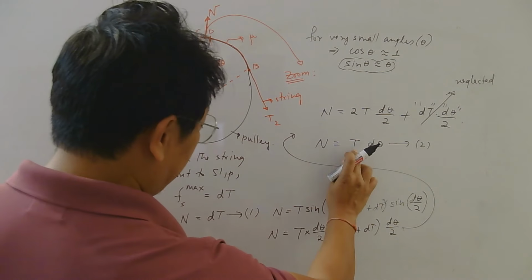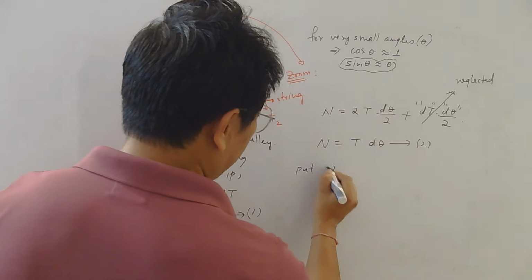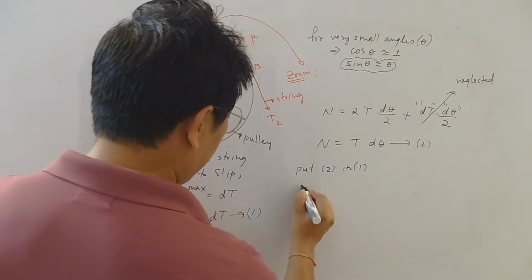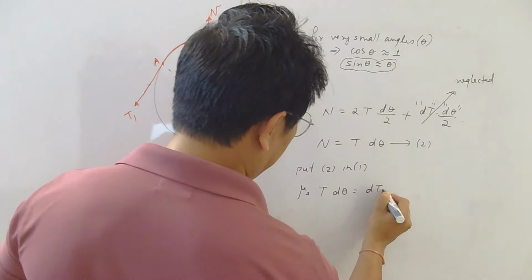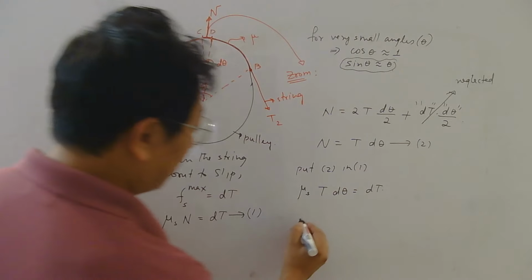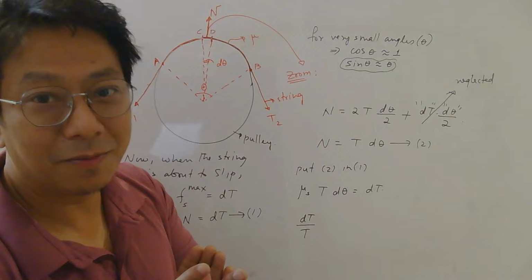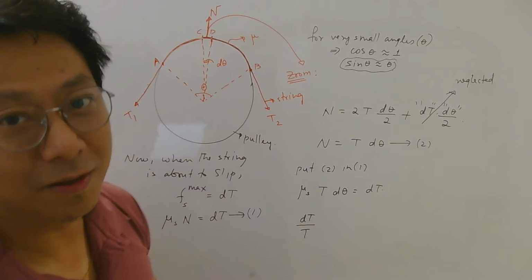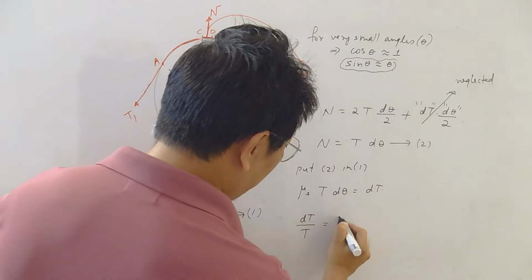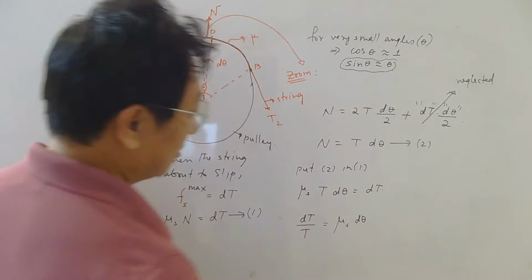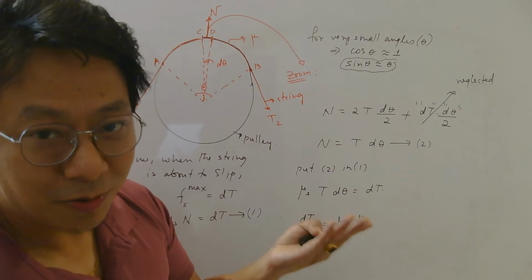So if I put equation 2 in equation 1, what will I get? Putting 2 in 1, I get mu s into T d theta is equal to dT. So this gives you a differential equation. And how to solve a differential equation? First you cross multiply in such a way that you separate the variables. So let me keep tension this side: dT by T is equal to mu s into d theta. I hope all of you understood this T I took here. After separating the variables, we have to do integration.